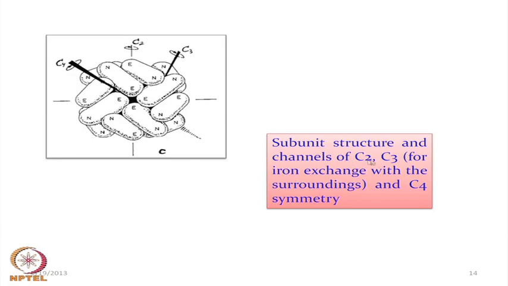So, in the channels of C2 and C3 symmetry, these two symmetric points, the C2 point and the C3 points, are utilized for iron binding, and the C4 symmetry is for iron removal from the system. So, we get the corresponding iron exchange, because some of these channels are available for iron incorporation, and one channel is responsible for iron removal from the system. That means one particular channel is hydrophilic in nature and the other channel is hydrophobic in nature. So, this particular case gives rise to the generation of the hemoglobin molecule.